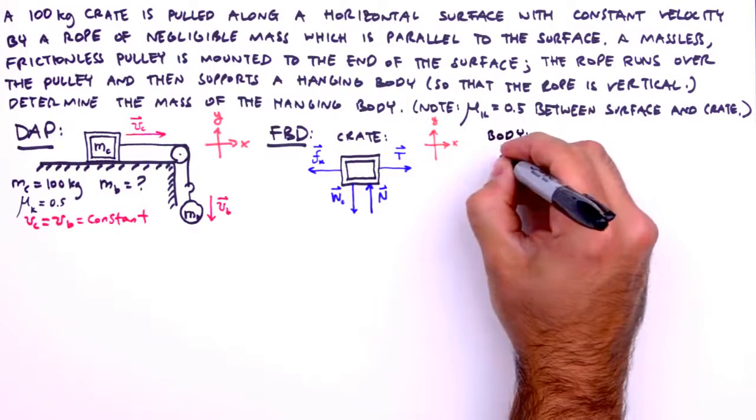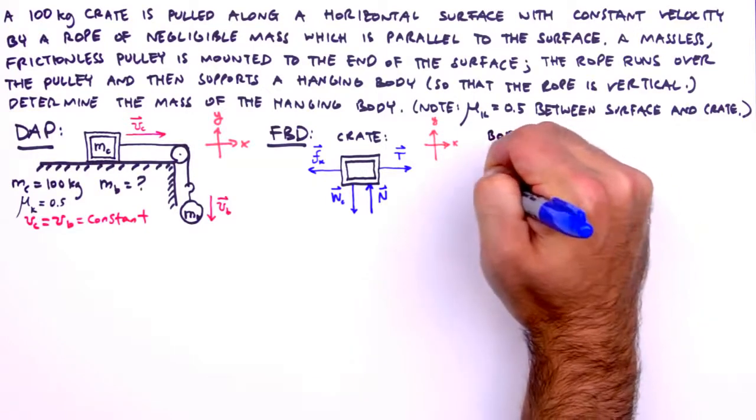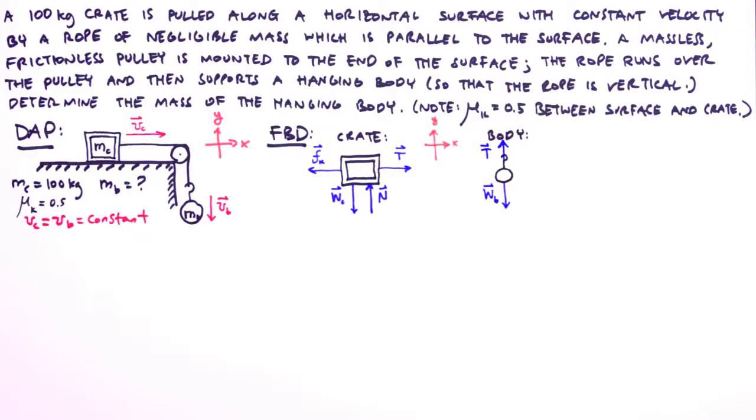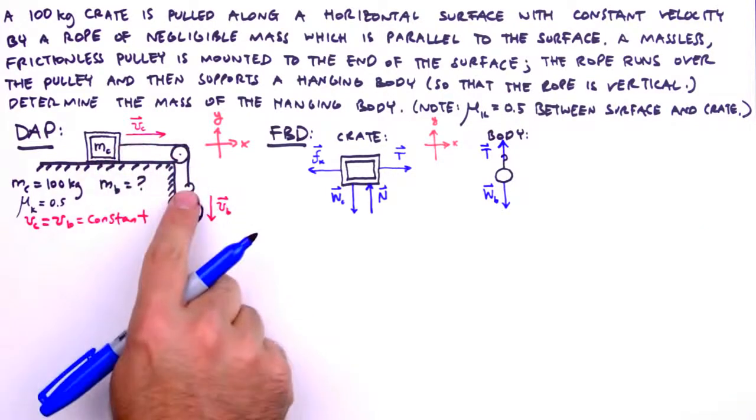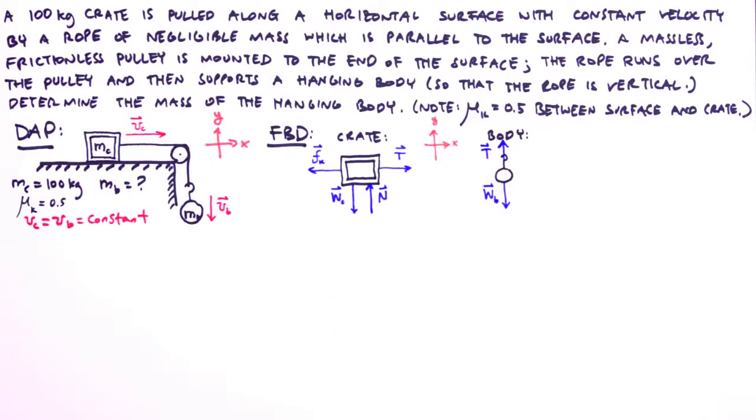Next, we'll draw a free body diagram for the hanging body. Here we have the weight of the body directed downward, and the tension of the rope pulling upward. Notice that we're using the same T for both crate and hanging body. Since the tension of our rope is uniform, this is always the case for massless ropes, we know that the magnitude of the tension applied to the crate and to the hanging body are equal, so we can use the same notation for both tensions.